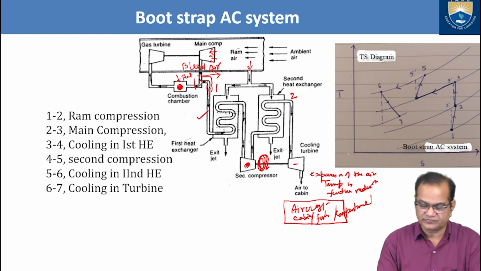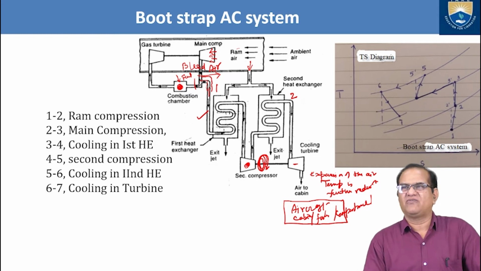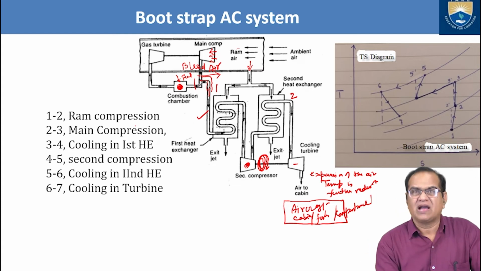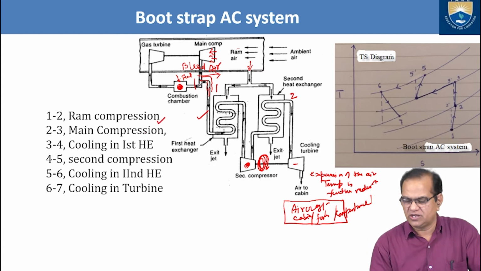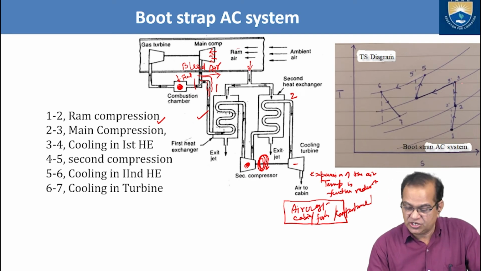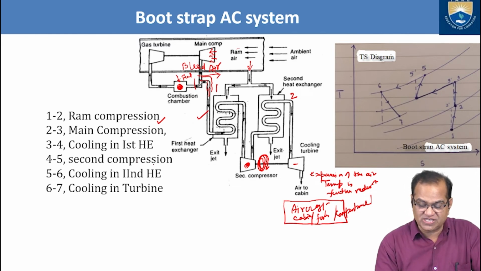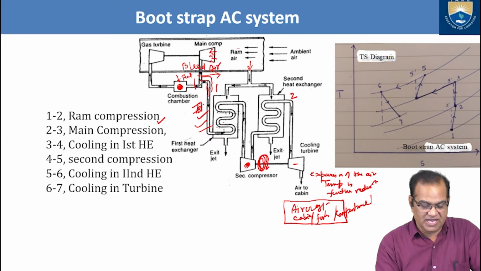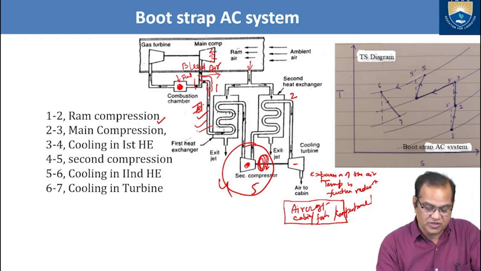bootstrap AC system. We can see here the T-S diagram of the bootstrap AC system. 1 to 2 is ram compression. 2 to 3 is main compression. 3 to 4 is cooling in the first heat exchanger. So in this heat exchanger, cooling is taking place. Then 4 to 5 is the second compression. This is the 3 to 4, and 4 to 5.